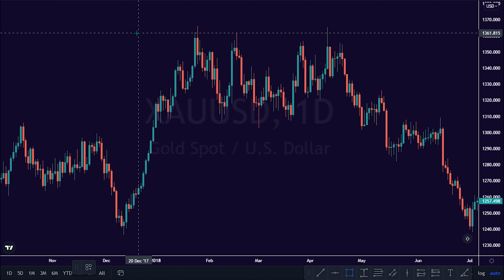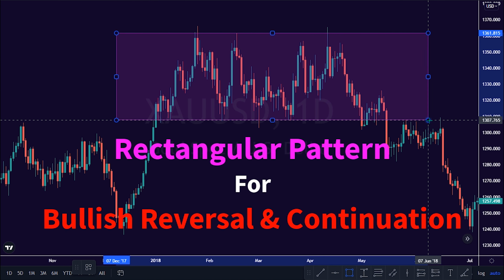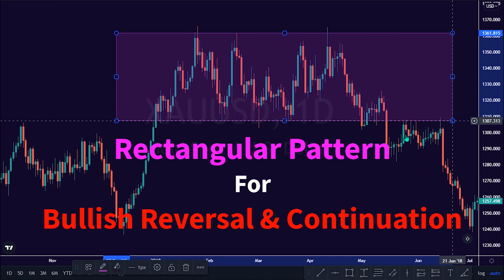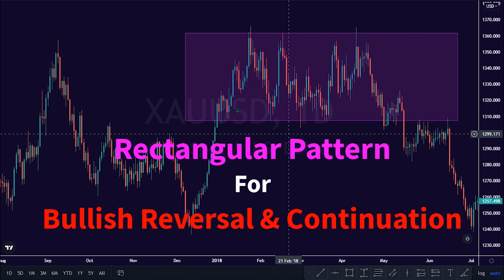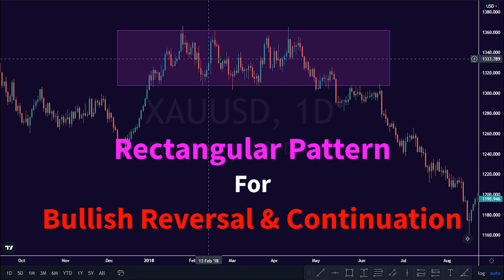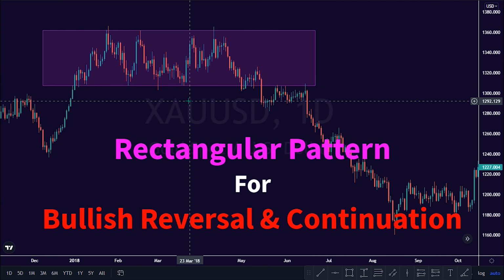In the last video, you learned how to implement the top rectangular chart pattern for the continuation of bullish trends in the market. In today's video, you will learn how to implement the rectangular chart pattern for the reversal of a bullish trend and also for the continuation of a bearish trend.